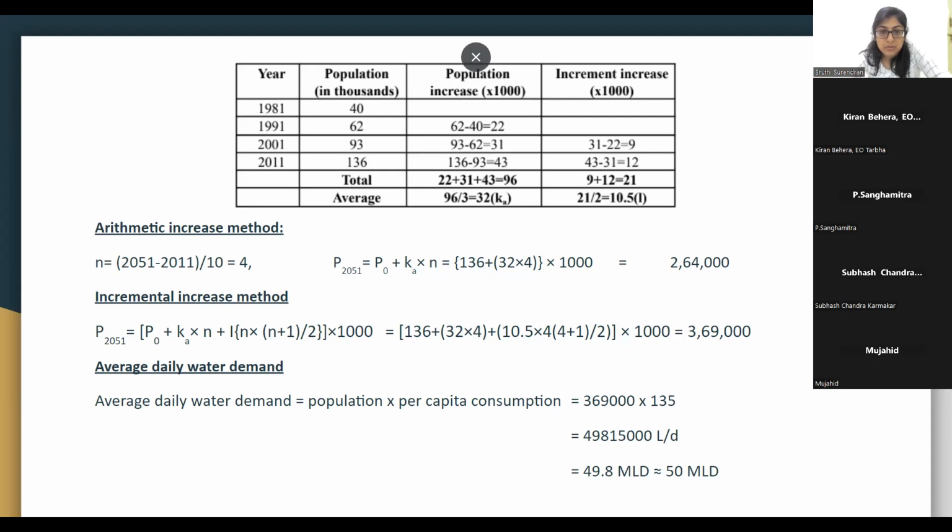This calculation is okay, I think. I just have a little bit of doubt with the n number. No, n is 51 minus 11. So there are 40 years, means 4 decades. Okay. So it is okay.